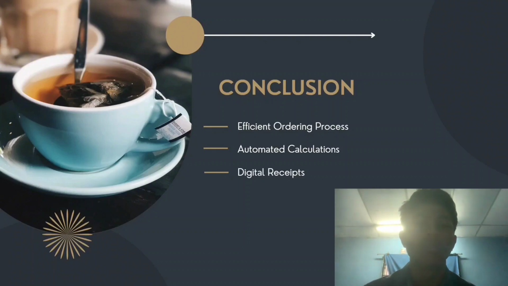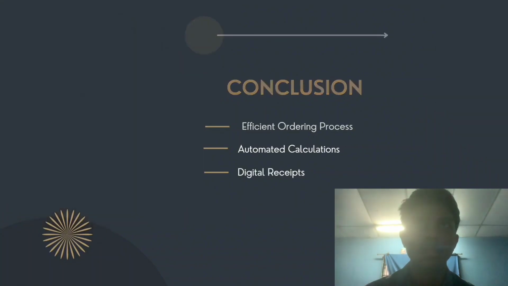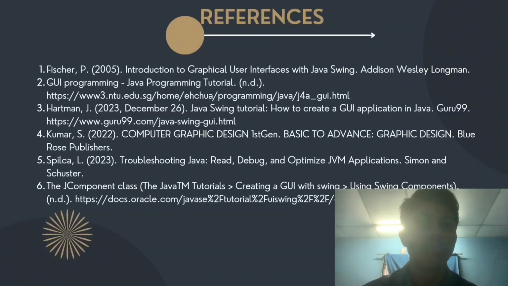Right. So for the conclusion, in conclusion, the Java app development for the cafe ordering system enhances the overall customer's experience through an efficient ordering process, automated calculations, and the convenience of digital receipts. This not only streamlines operations for the cafe, but also provides a user friendly and modern approach to the ordering and payment process. So this is the reference that we have used throughout this project.